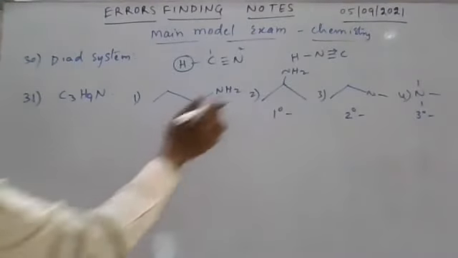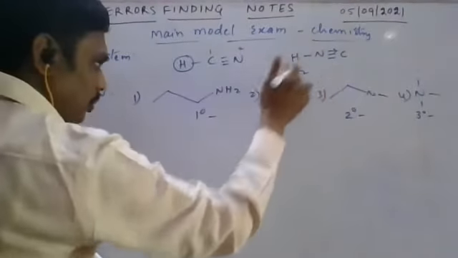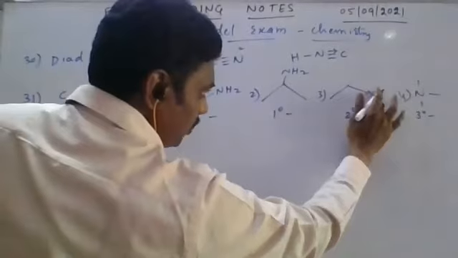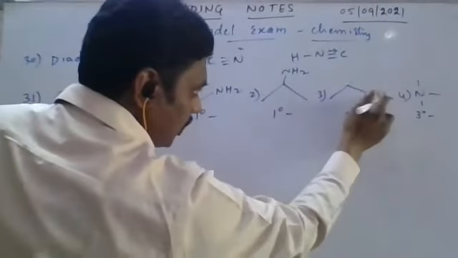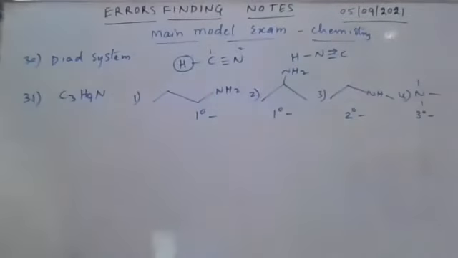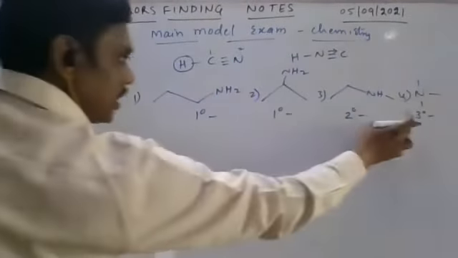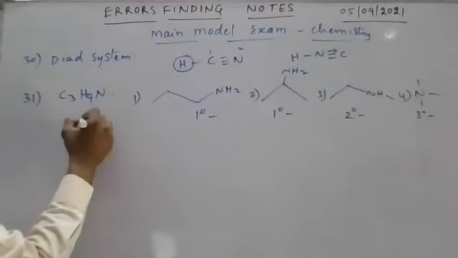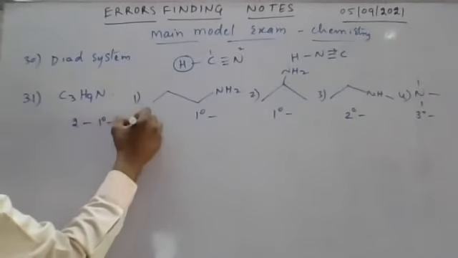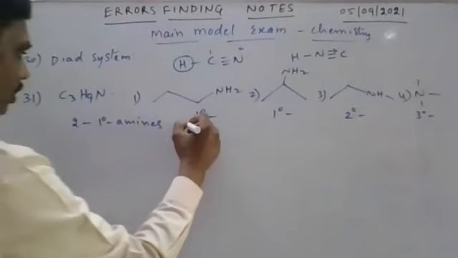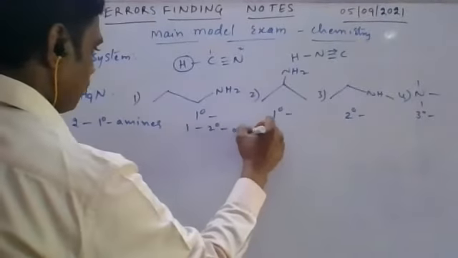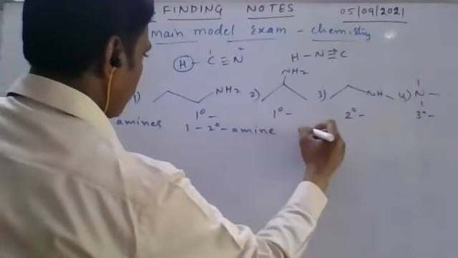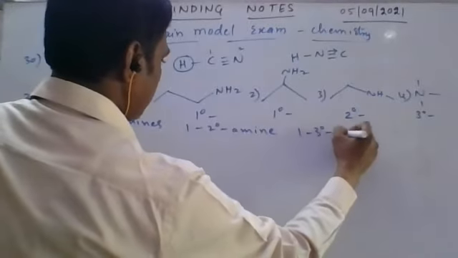Nana. NH2 group, primary; NH2 group, primary; NH group, secondary; N with 3 different alkyl groups, that is a tertiary. So 2 primary amines, 1 secondary amine, 1 tertiary amine.